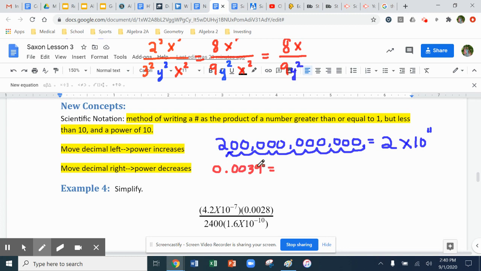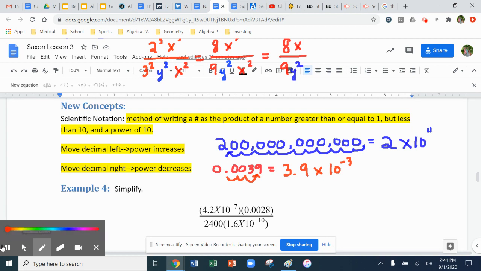To make this a number between 1 and 10, I'm going to put the decimal point right here. So I'm going to move it to the right 1, 2, 3 times. So I moved it to the right 3. Now it became 3.9. And then anytime I move to the right, my decimal point decreases. So from 0, that decreases 3. So that's going to be times 10 to the negative third. So there would be my two numbers rewritten into scientific notation.